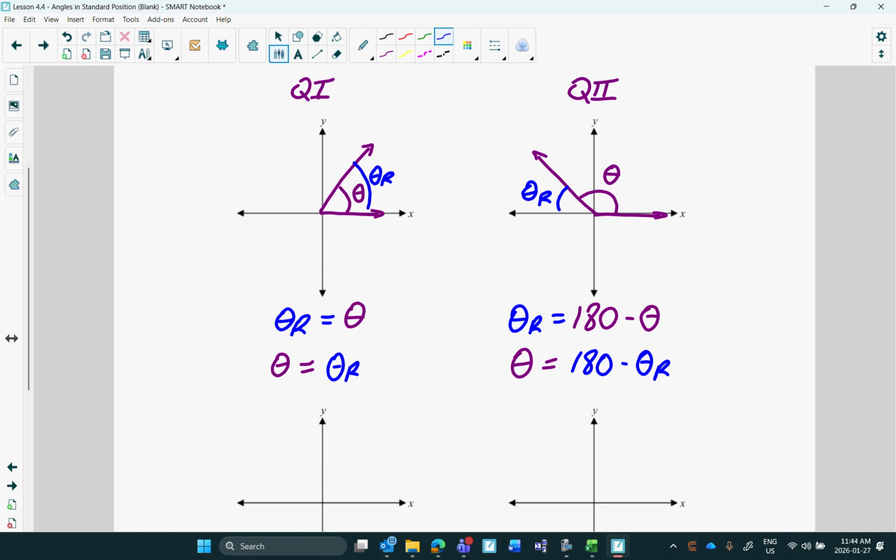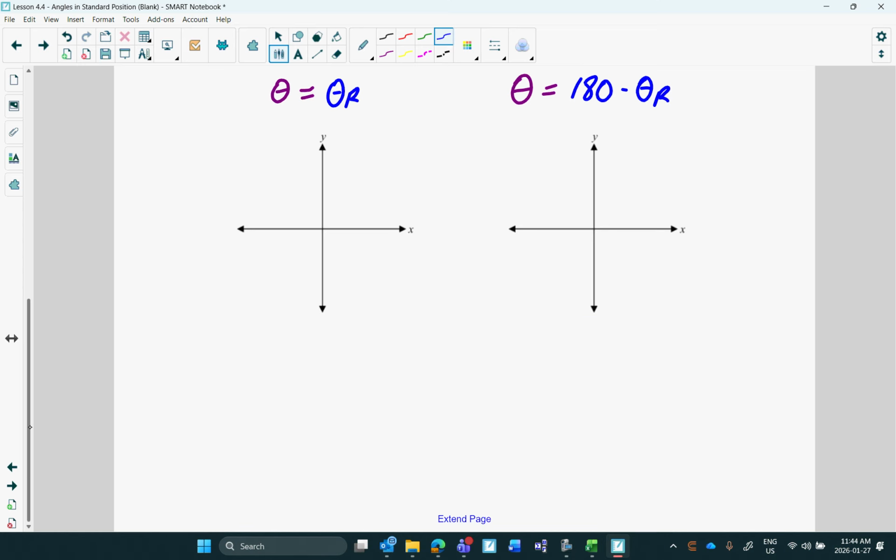In quadrant 3, let's draw an angle in quadrant 3. There's the initial arm, there's the terminal arm. Where's the reference angle here? Between the terminal arm and the nearest x-axis.